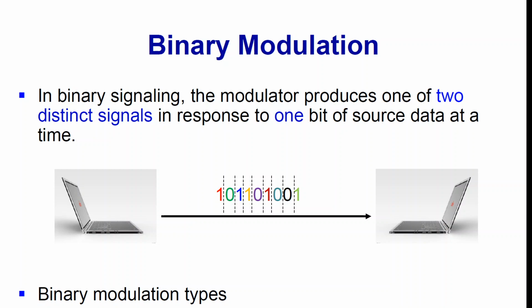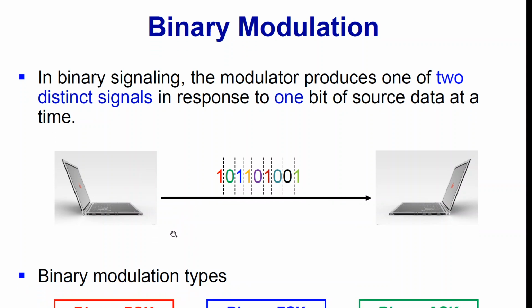So basically this is our system. The modulator produces one of the two distinct signals. That is, in binary signaling, the modulator produces one of the two distinct signals. Then either it is 1 or it is a 0. So this modulator produces one of two distinct signals in response to one bit of source data.